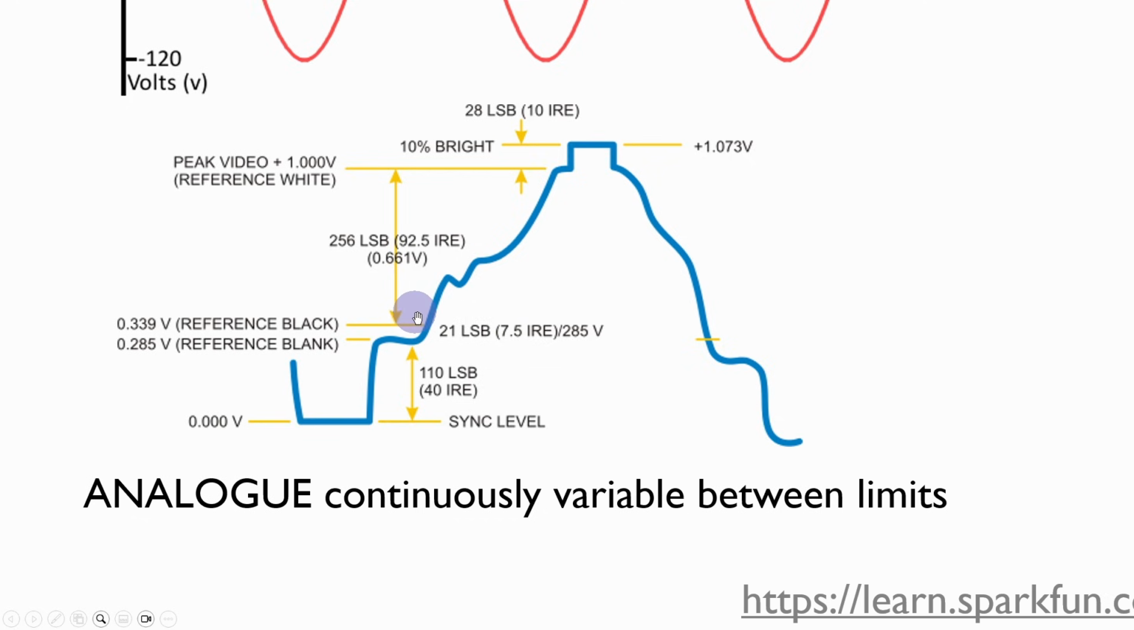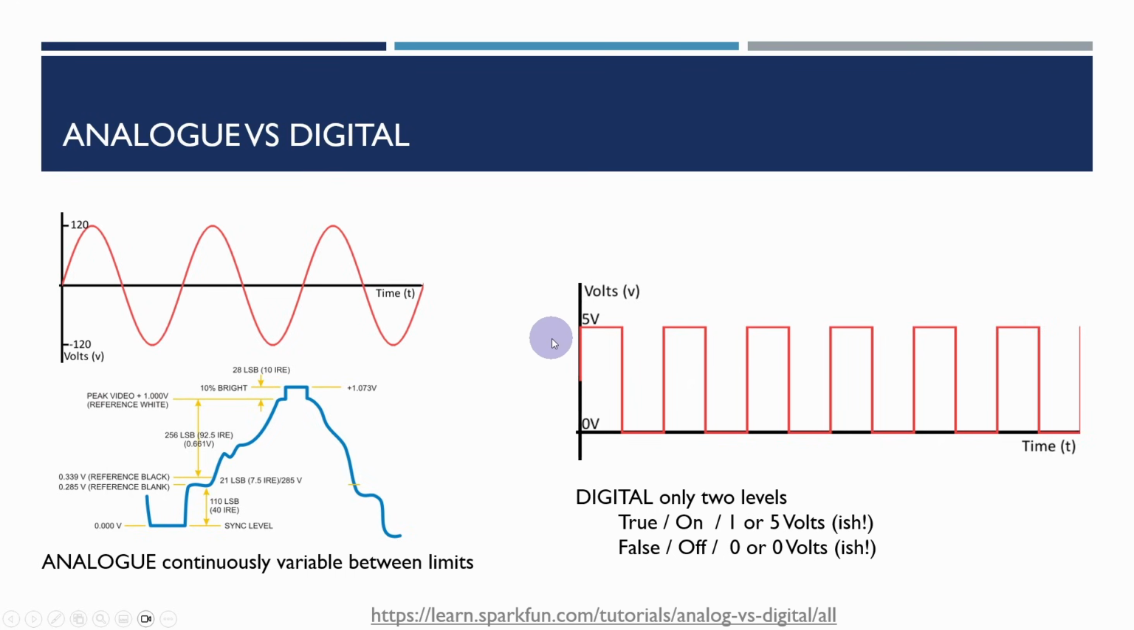So that's analog. And in digital, we're dealing generally only with two levels. So they're known really as true and false, on and off, 1 and 0, or 5 volts and 0 volts. Now, the reason why I've put "ish" there is, although theoretically most retro digital electronics does work off 5 volts, the actual signals we're dealing with are not necessarily 0 volts and 5 volts. They're actually somewhere in the middle. And we'll be looking at why that is during this video.